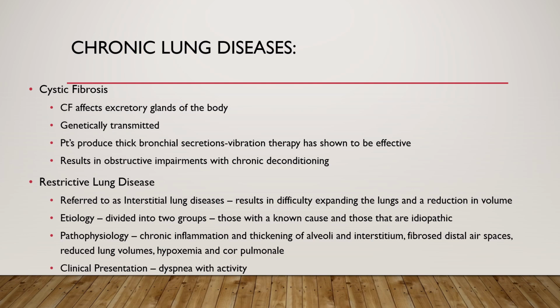And so it's divided into two groups, those with a known cause and those that are idiopathic. The pathophysiology is defined as chronic inflammation and thickening of alveoli and interstitium, fibrosed distal air spaces, reduced lung volumes, hypoxemia, and cor pulmonale, which is going to be more of that right-sided heart failure. Their clinical presentation is going to include dyspnea with activity.